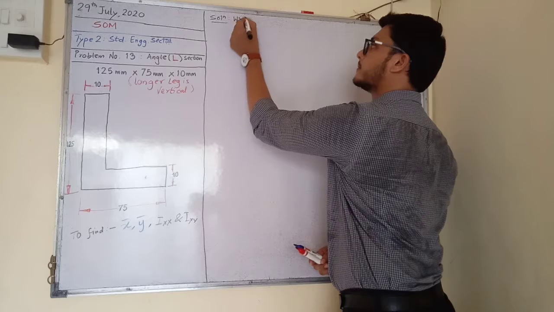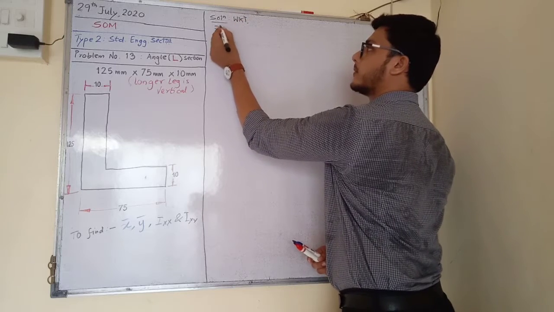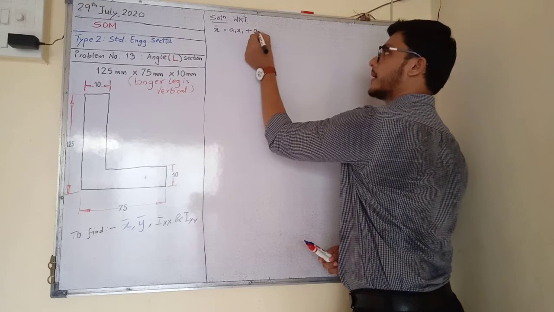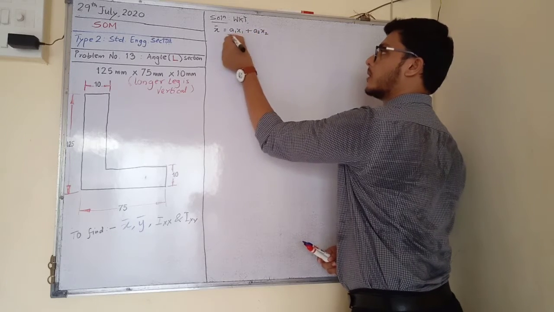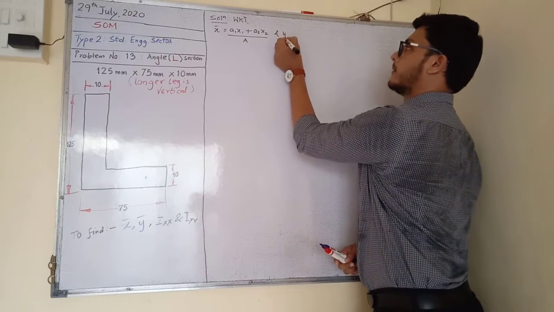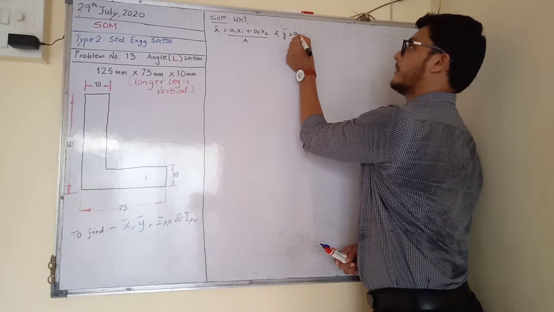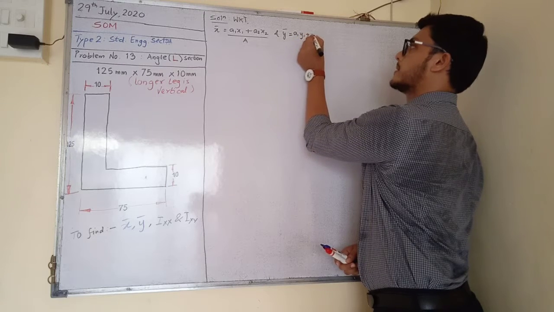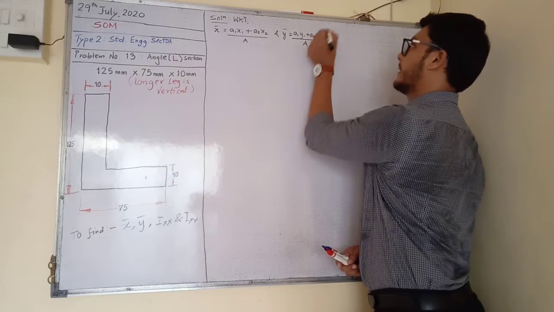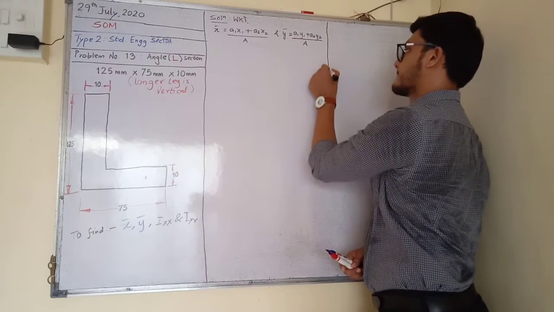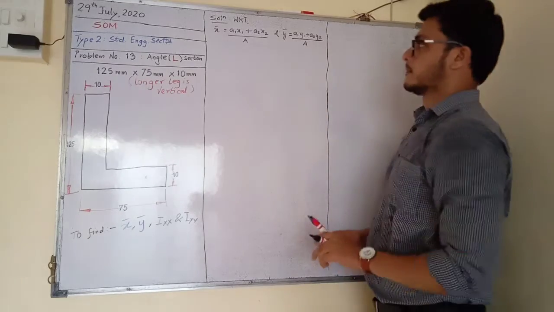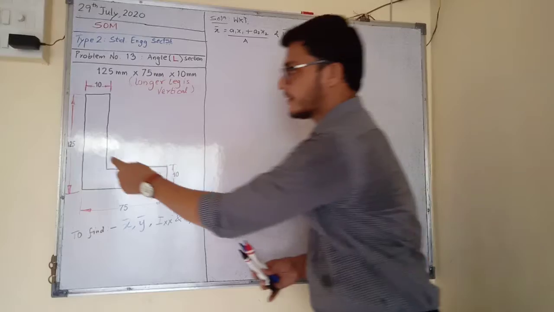We know that x bar formula is a1 x1 plus a2 x2 upon total area A, and y bar formula is a1 y1 plus a2 y2 upon total area A. A1, A2, so we are having two rectangles.